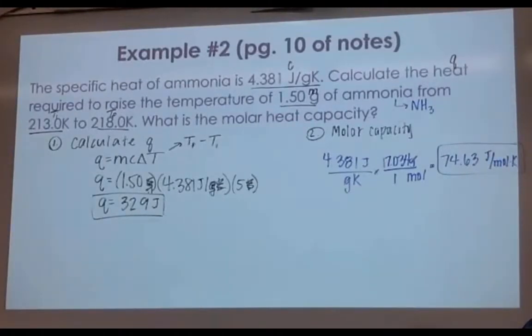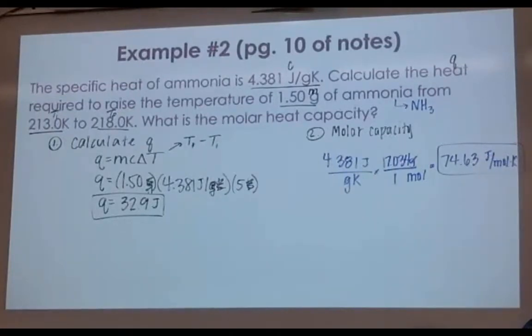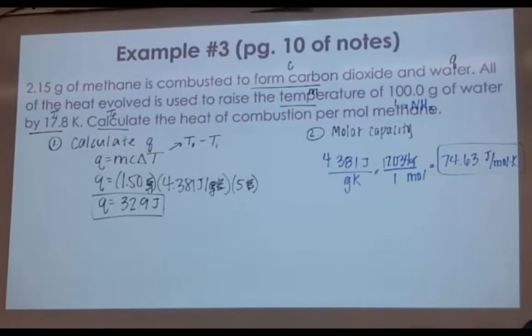So specific heat is how many joules does it take to heat 1 gram by 1 degree Celsius. Molar heat capacity is how many joules does it take to heat 1 mole of a substance by 1 degree Celsius or 1 Kelvin. So it's just the units. I put that on there because there are some questions on Mastering like this. Questions on this example? All right.